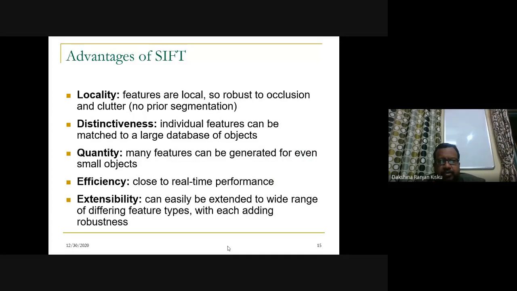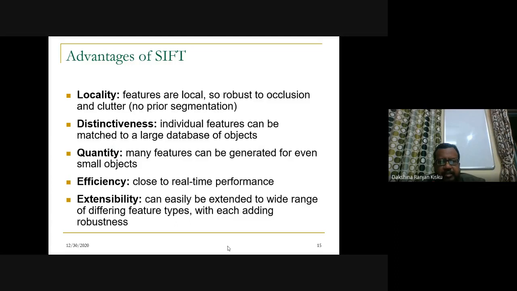Now what are the advantages of SIFT descriptor? So it is called the local descriptor because since it is based on the subregions or the regional information, that is why it is called the local feature or local descriptor. So here features are local so that it can show some robustness to occlusion and clutter. Okay, local features are always found to be robust to occlusion and clutter. That is why it was made to be a local descriptor, and the corresponding descriptor was given a name as SIFT descriptor.